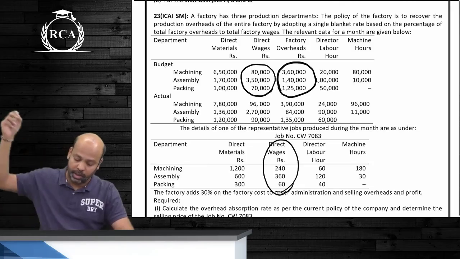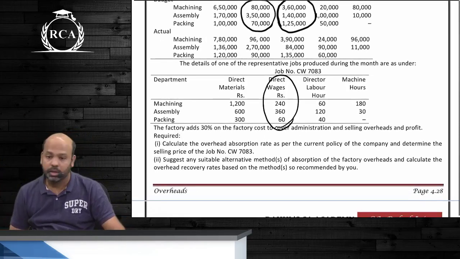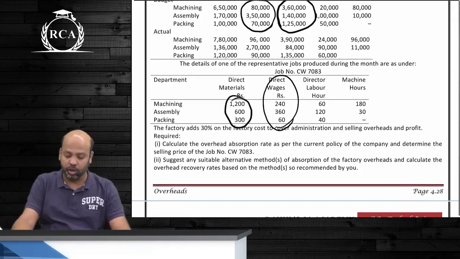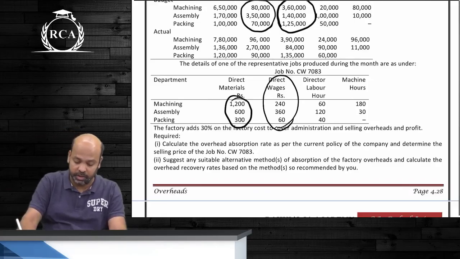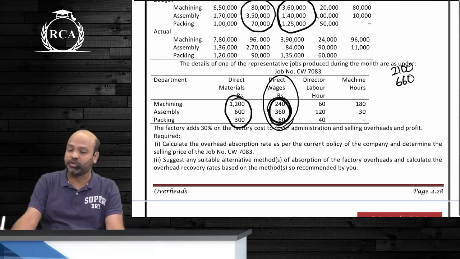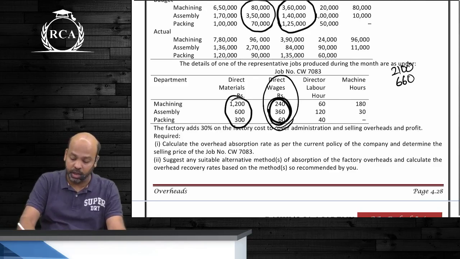Once you do that, now you will have to come to the wages of job number 7083. The total direct material cost that we have incurred on job number 7083 is how much? 2,100. Total direct wages are how much? 660. Overheads that you will allocate, guys, to this job will be 125% of 660. Are we clear, guys? 125% of 660 कितना हो जाएगा?